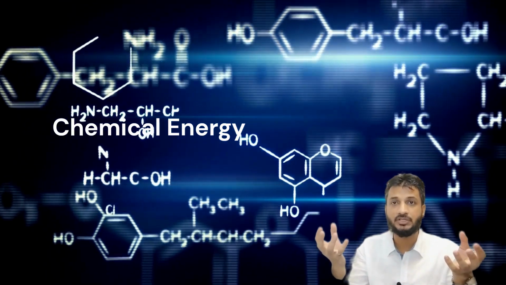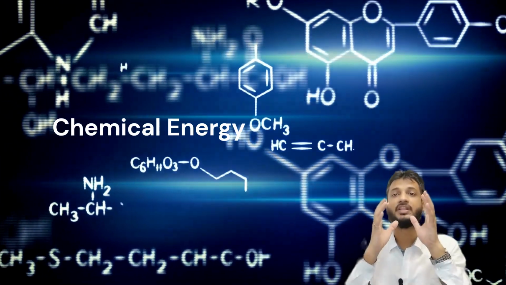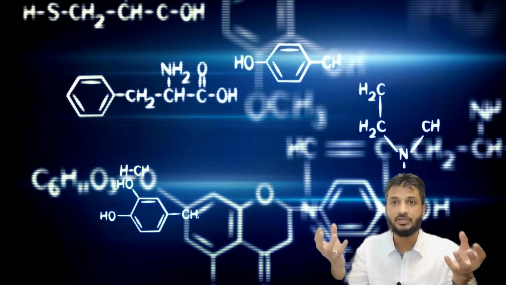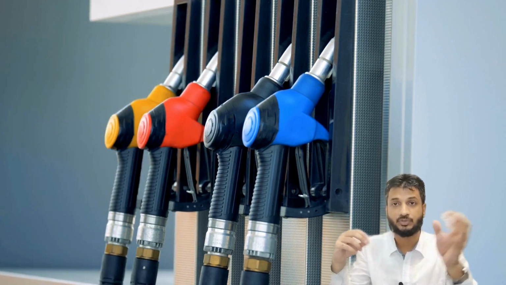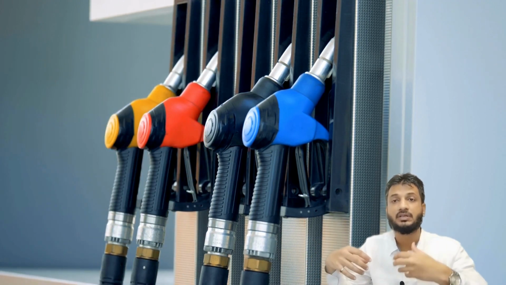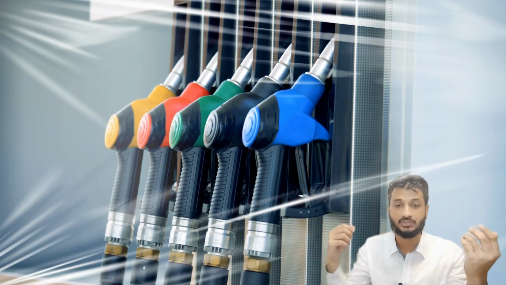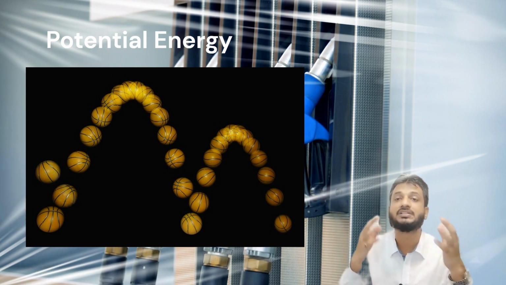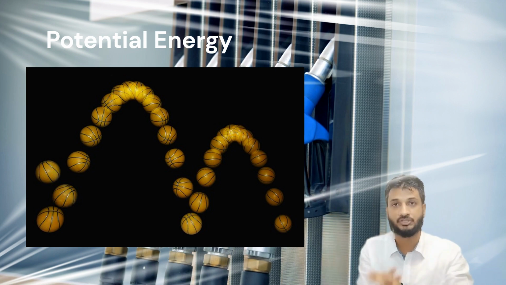Then we have chemical energy, also called chemical potential energy. That's the energy stored within the bonds of a substance. For example, the energy stored in the molecules of petroleum. When we ignite it, it gives a huge amount of heat to run engines and machines. And then finally, potential energy, which is the energy available to an object by virtue of its position.